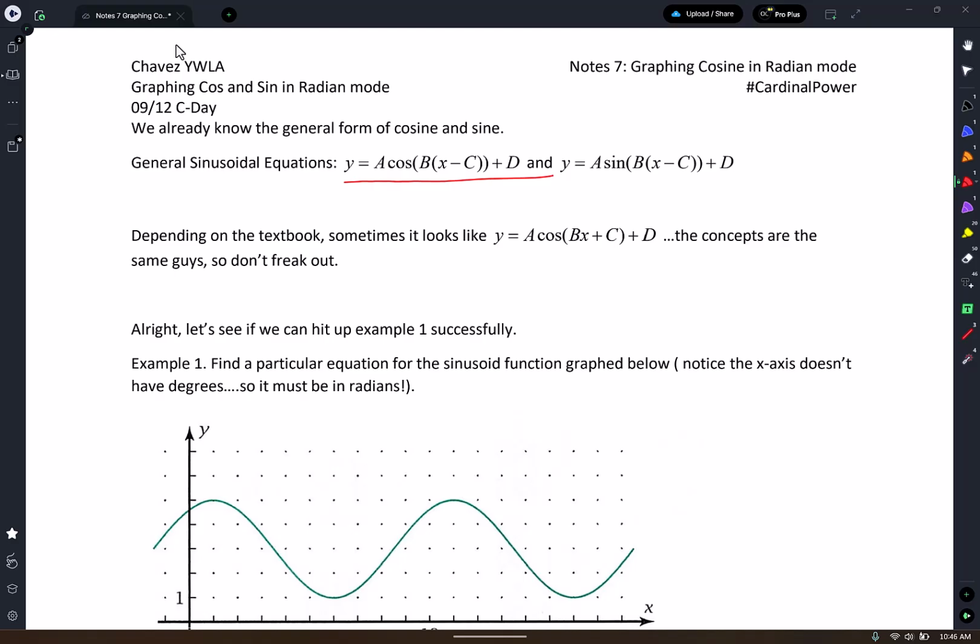So here we go. All we know how to do right now is y equals a cosine, open parenthesis, b, open parenthesis, x minus c, close, plus d. I just went down the alphabet, a, b, c, d.